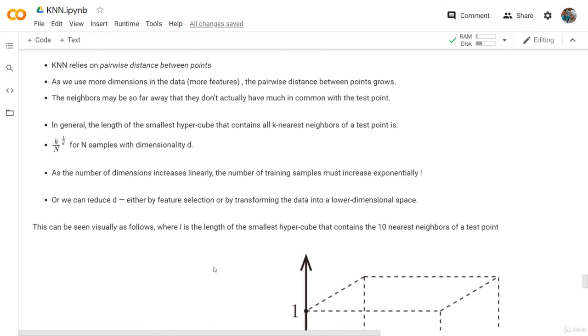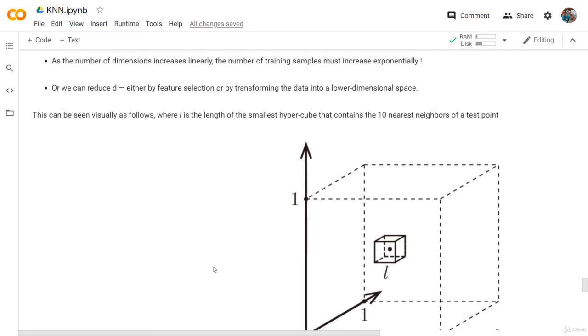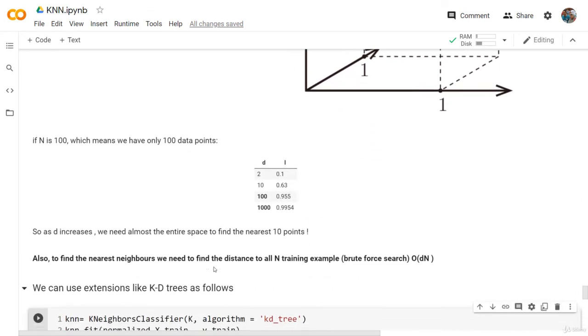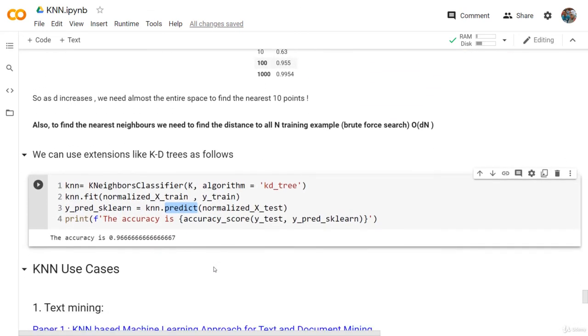These are two important issues and limitations for the KNN. Now, in the next lesson, we will see some of the use cases for the KNN in order to understand better why KNN is widely used, although it's very simple, very intuitive, and it has some limitations. So let's go to the next lesson.